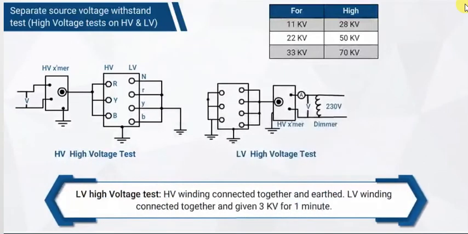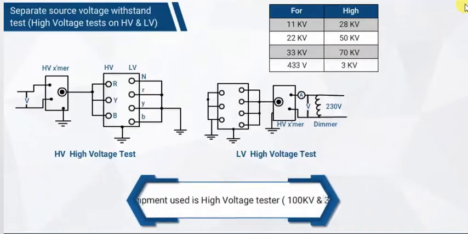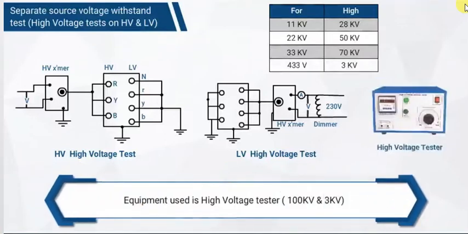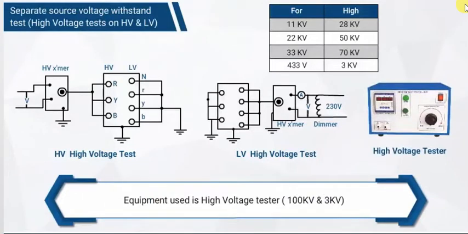LV high voltage test: HV winding connected together and earthed. LV winding connected together and given 3 kV for 1 minute. Equipment used is high voltage tester, 100 kV and 3 kV.